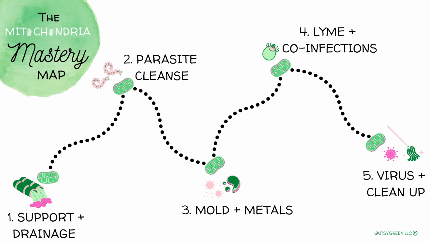However, the order in which we attack these toxins and how we go about supporting the mitochondria is of the utmost importance. Going in the wrong order risks putting too much pressure on our drainage system, which can result in mitochondrial collapse. So let's take a look at each step on the Mitochondrial Mastery Map and explain why we move in the order that we do.